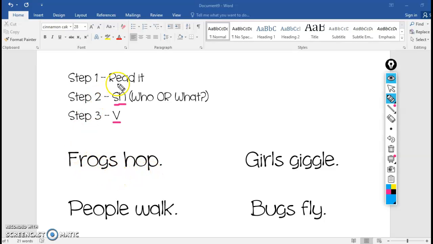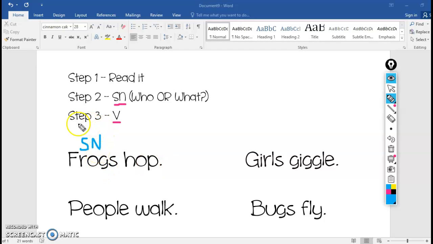So my first step is read it. Frogs hop. Then I'm going to identify the subject noun. I notice that my subject noun is frogs. That is not a person, so I'm going to use what. What hops? And now I'm going to answer it. Frogs. Subject noun. So I'm asking myself the question about the subject noun, and I answer it. What hops? Frogs. Subject noun.